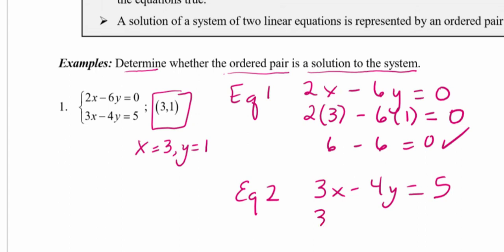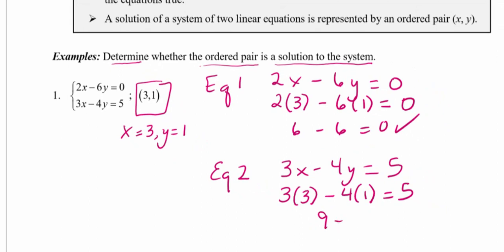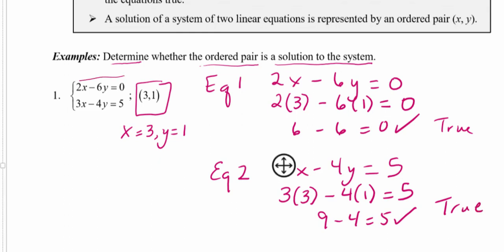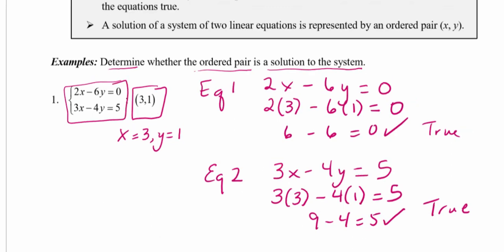Now let's substitute the ordered pair in our second equation as well. And now let's see, we have here 9 minus 4, and that does equal 5. So because the ordered pair (3, 1) satisfies both equations, makes both of the equations true, then we say that the ordered pair (3, 1) is a solution to the system of two equations.